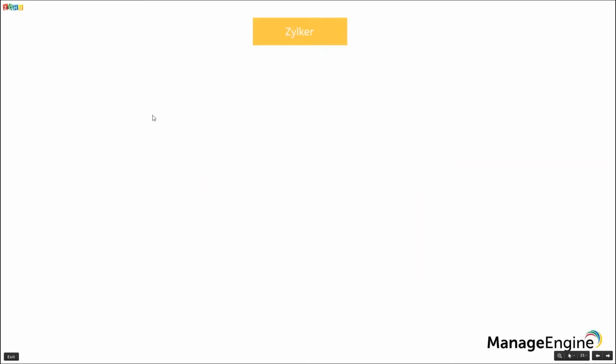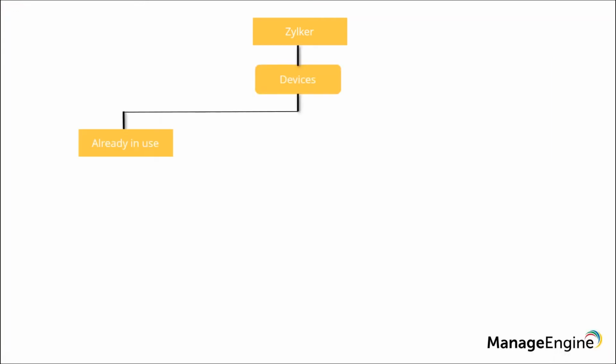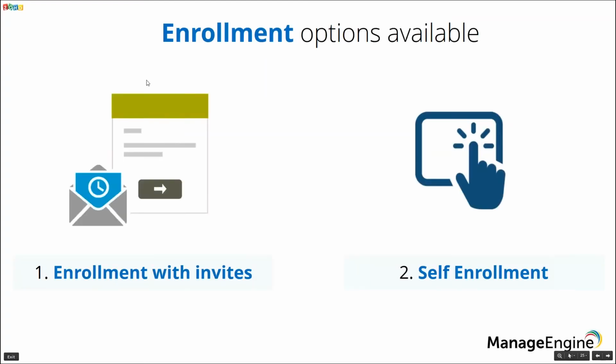So in order to enroll the device, let me consider myself as belonging to an organization called Zilker, and I have to add the devices which are already in use and the new devices. Let's segregate the enrollment procedure into two. For the devices which are already in use, we have a separate mode of enrollment procedure. And for the new devices, you have another set of procedures to follow. So first, let's go with the devices which are already in use.